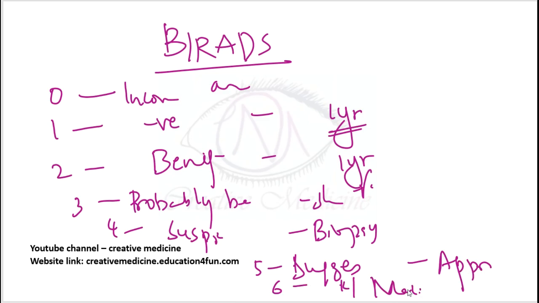0, incomplete assessment and needs additional imaging. 1, negative, routine mammography in 1 year is recommended. 2, benign findings, routine mammography in 1 year is recommended. 3, probably benign findings, short-term follow-up is recommended. 4, suspicious abnormalities are seen, biopsy can be considered. 5, highly suggestive of malignancy, appropriate action should be taken. 6, known or biopsy-proven malignancy.